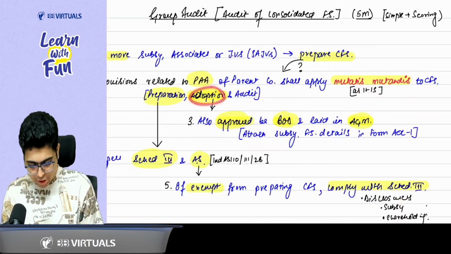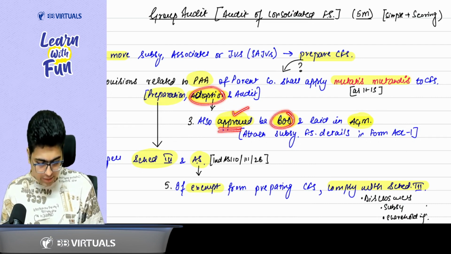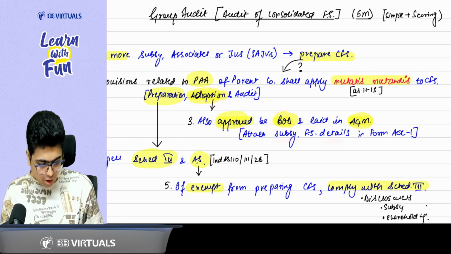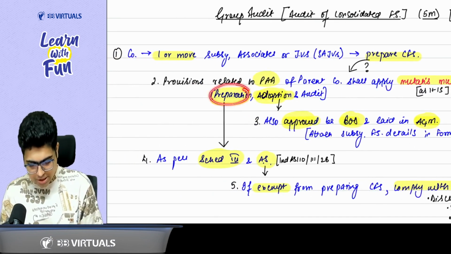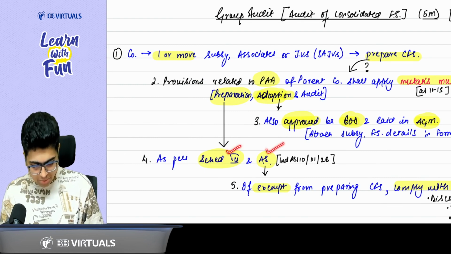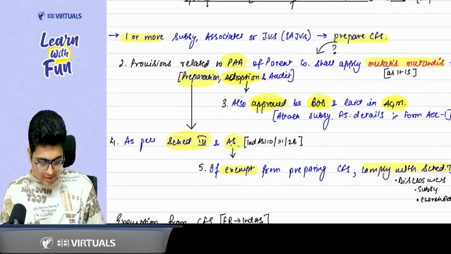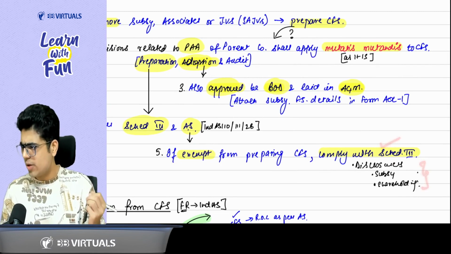Now, sir, what do you mean by adoption? Adoption means approval. CFS will also be approved by the board of directors and laid in the AGM along with the SFS. Also, you need to attach the subsidiary financial statement details in the form AOC1, which can be asked from an MCQ point of view. Now talking about the preparation, like every financial statement, they are also prepared as per Schedule 3 and accounting standards. Accounting standards means, for example, Ind AS 110, 111 and 28. Now, if the company is exempt from preparing the CFS as per AS, still it needs to comply with the Schedule 3 disclosure requirements.